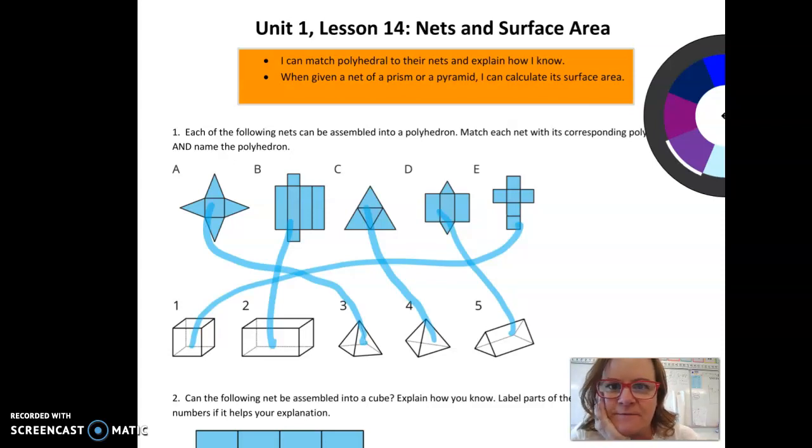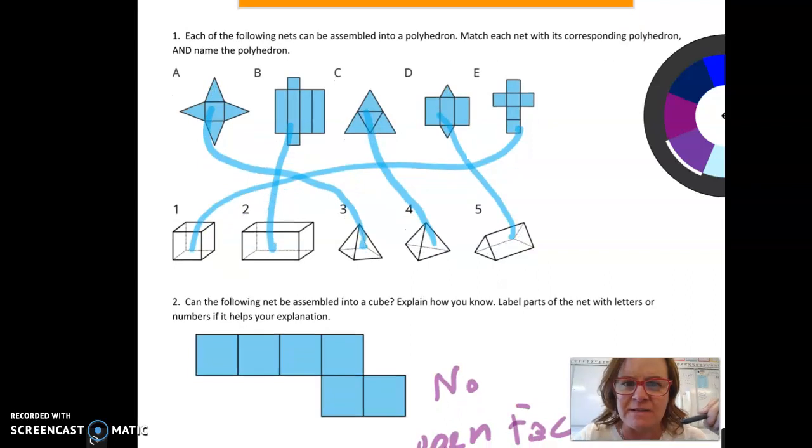Going through lesson 14 for unit 1. We're looking at nets and surface area. You can really just look and see what I did here in this first problem and see if it matches yours. In A, we're looking at a square pyramid. In B, we're looking at a rectangular prism.